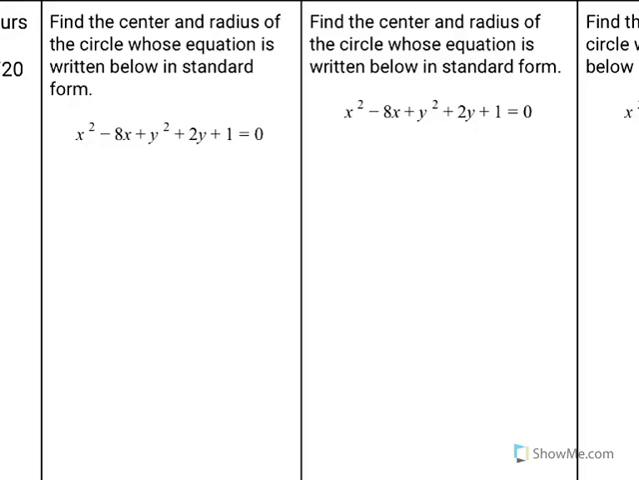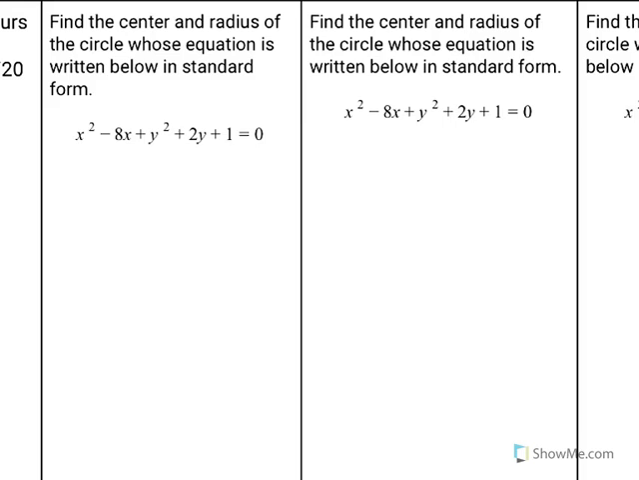Hi Math 3. Today's homework assignment is us converting a circle equation from standard to vertex form. So we want to be able to identify our center of our circle and our radius of our circle, and so to do that, the first step is always to move our constant to the other side.